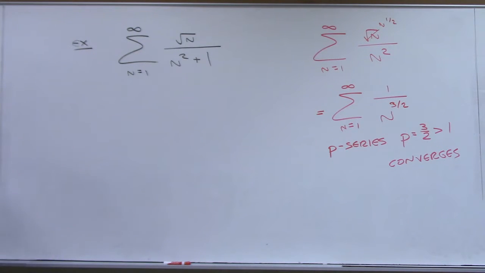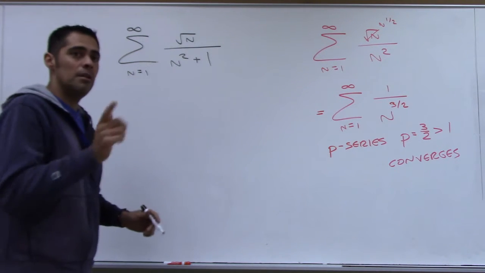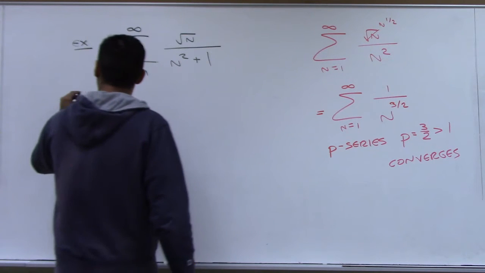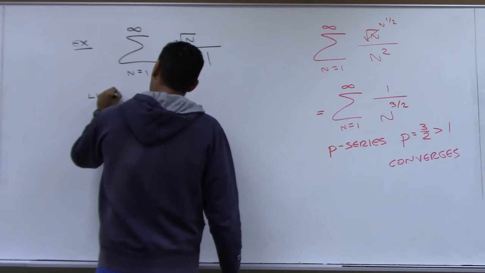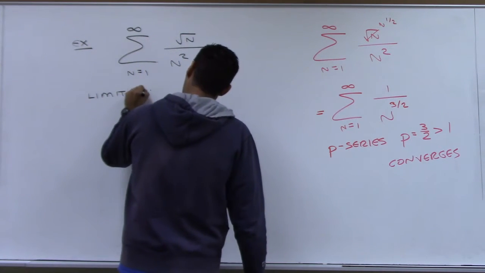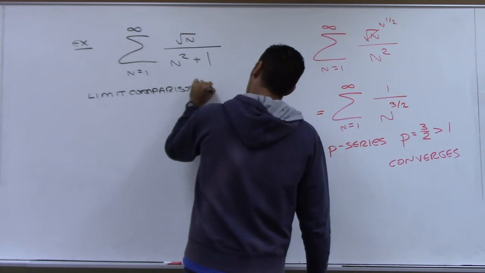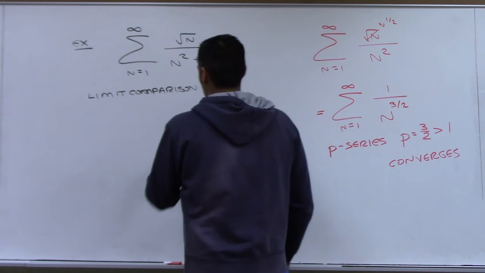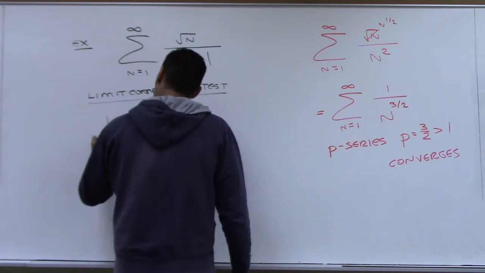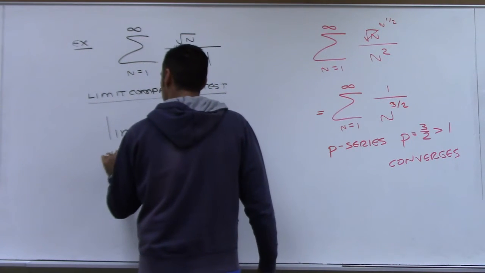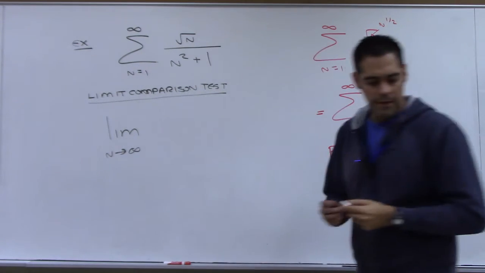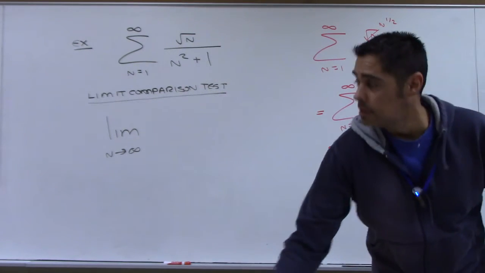All right, so let's do it. Let's see. And you said you wanted limit comparison, right? Yep. Okay, so I'm going to let everyone know I'm about to use a limit comparison. Here it is. I'm going to take the limit as n goes to infinity of a sub n over b sub n.